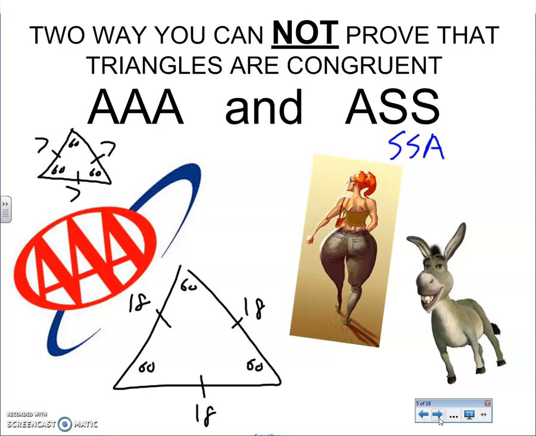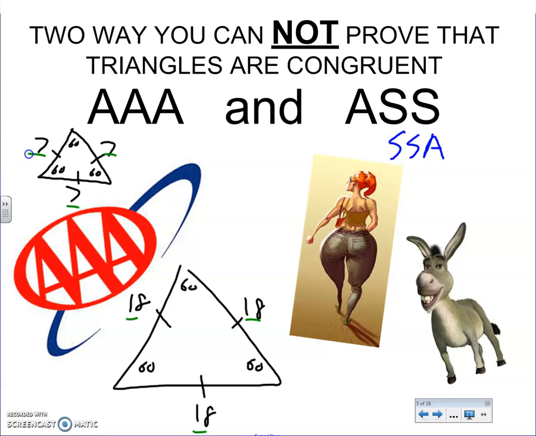If you have 3 equal angles, 3 pairs of equal angles, does that mean the triangles are congruent? Are they the same size, same shape? Well, if I have 60, 60, 60, like an equilateral triangle, does that tell me what the sides are? No, I could say each side is 7. But here's another triangle down here, 60, 60, 60, but each side is 18. These triangles are not congruent. If I overlap them, they do not match perfectly.